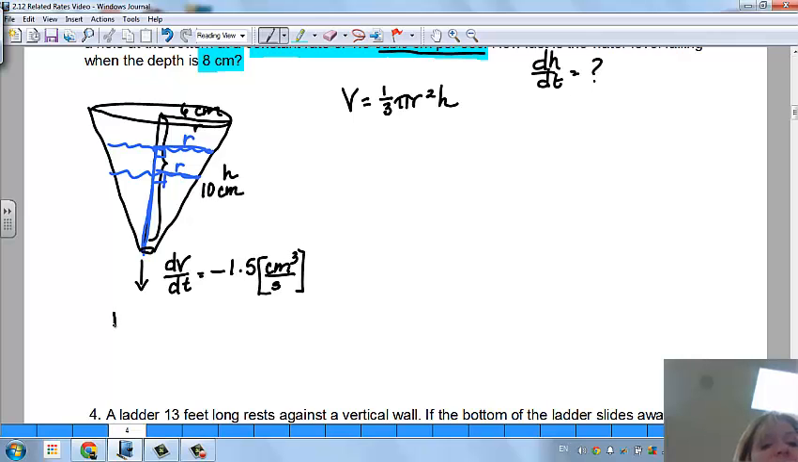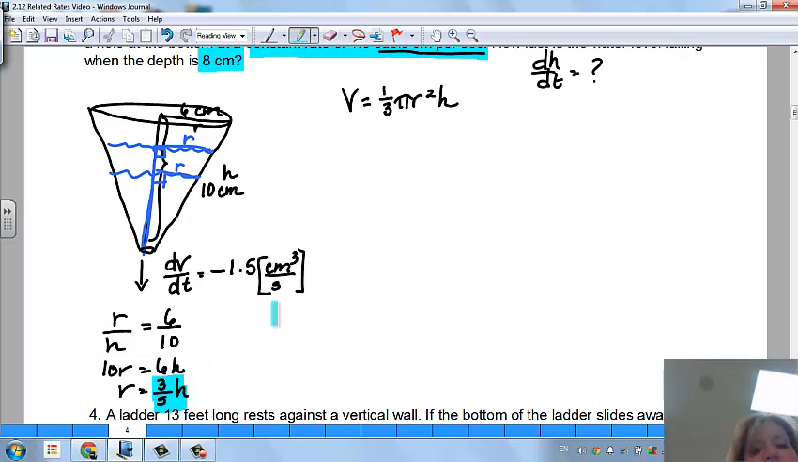So we're going to set up a proportion. The radius is to the height as 6 is to 10. Since we're solving for h, we're going to have our whole formula. I'm going to solve this for r, so I'm going to cross multiply: 10r equals 6h. And so the radius is going to be 3/5 the height whenever it moves. We can take this and put it in the r spot in our formula, and now our formula will be unique to this picture and will be all in terms of the height.